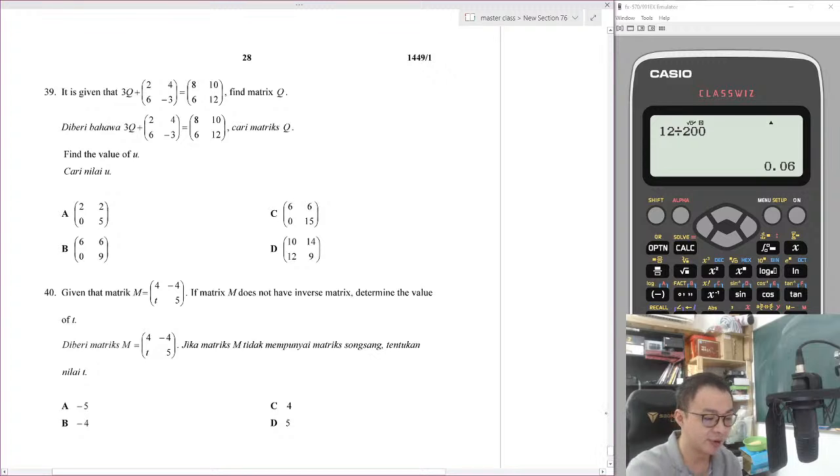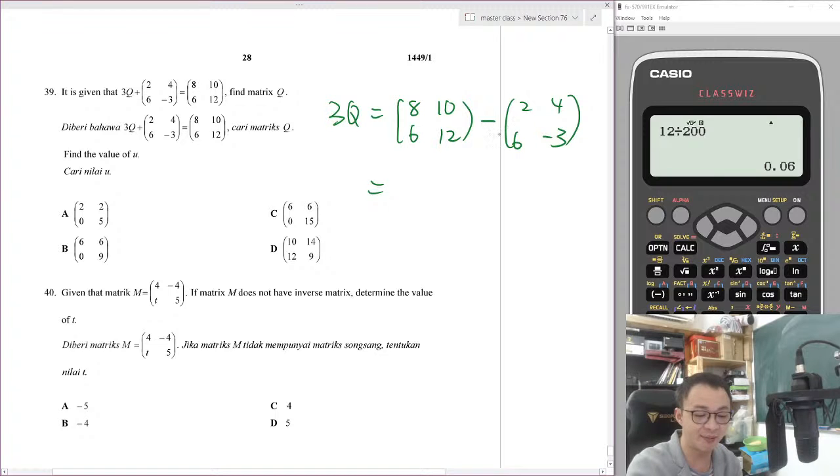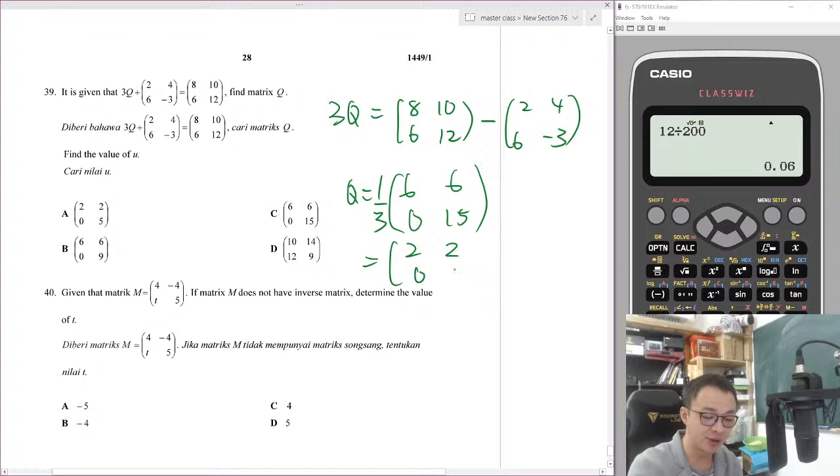Okay, 39, they want me to find Q. So 3Q will equal 8, 10, 6, 12. This matrix moves to the other side, it will minus here. So what will happen is 8 minus 2 is 6. 10 minus 4 is 6. This one is 0. And then this one is minus, this one is 15. This is 3Q, right? If I move the 3 to the other side, it will become 1 over 3 multiplied by this one. So I will get 2, 2, 0, 5. So answer will be A.